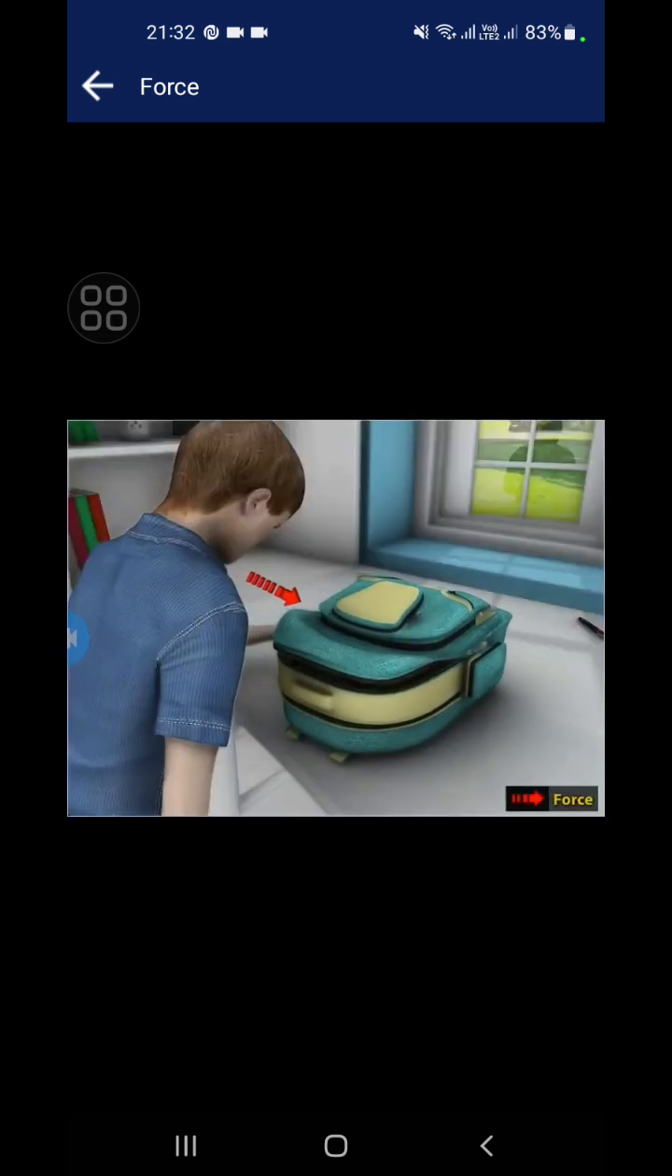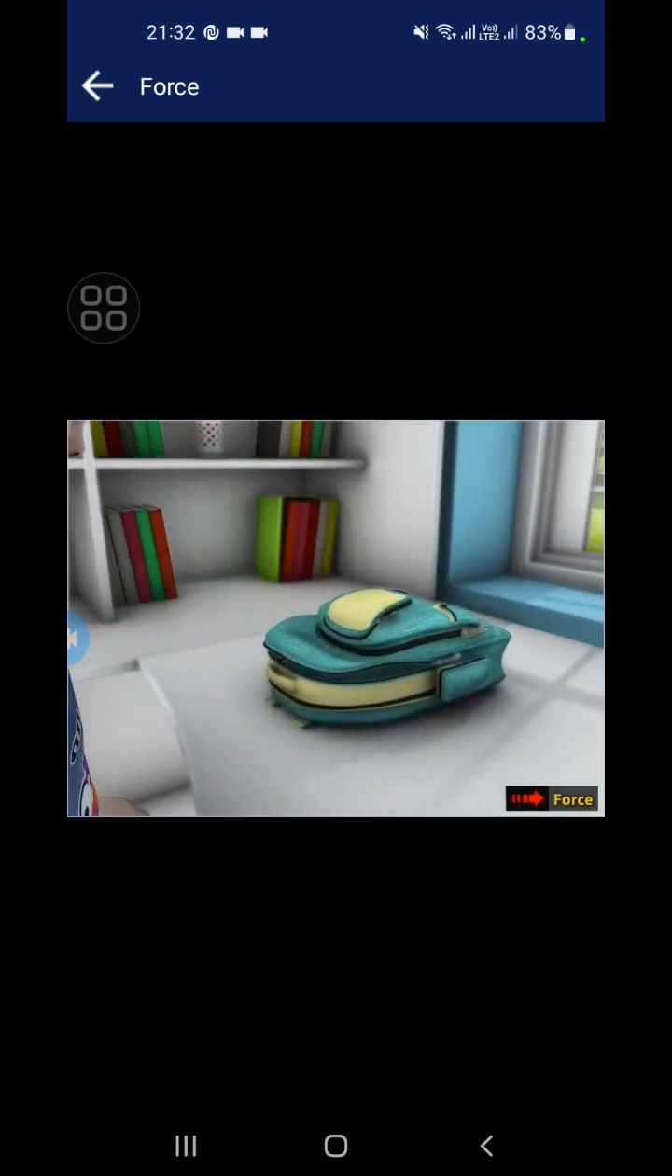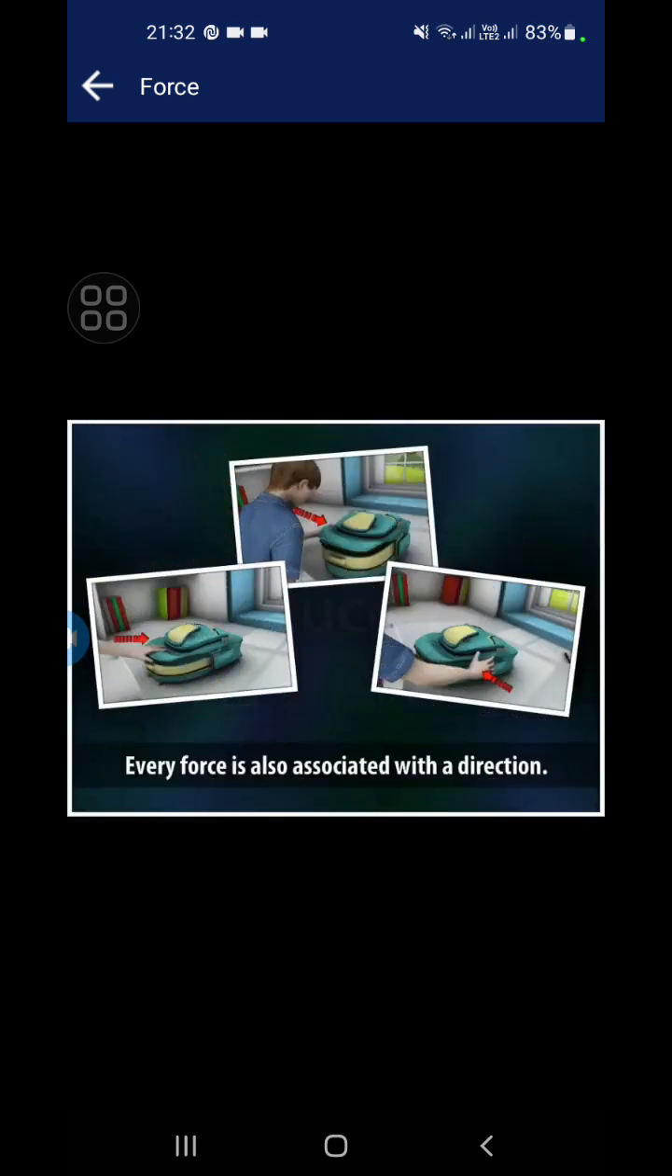Also, you can move the bag in any direction. You apply the force in the direction you want the bag to go. So, every force is also associated with the direction. Thus, a force has magnitude as well as direction.